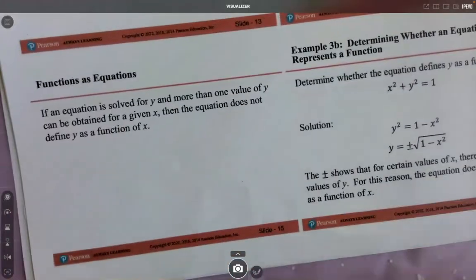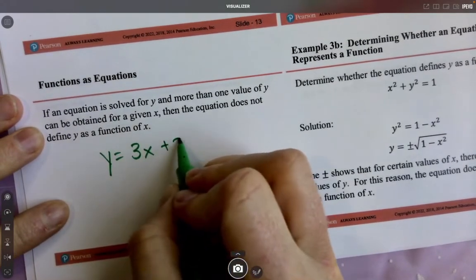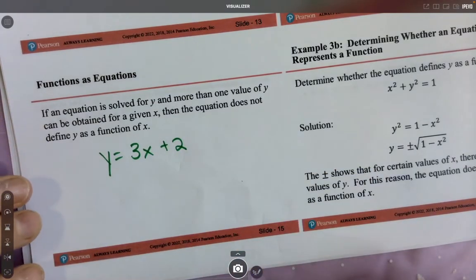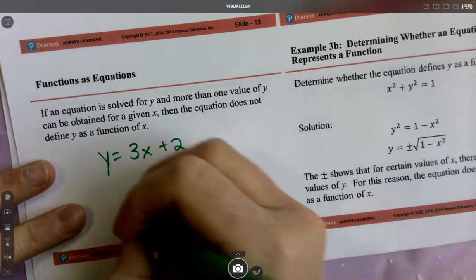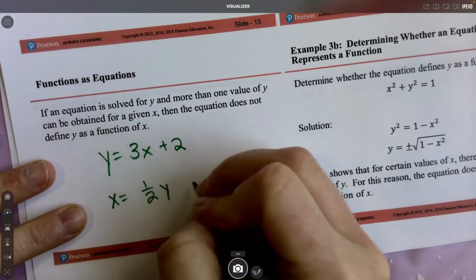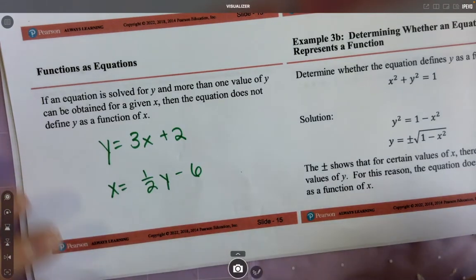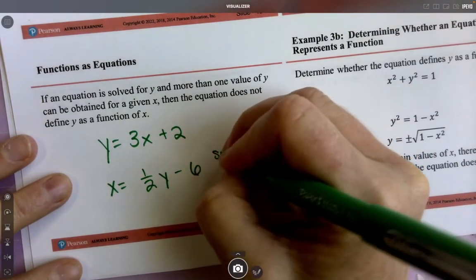Okay, functions as equations. If an equation is solved for y and more than one value of y can be obtained for a given x, then the equation does not define y as a function of x. So if we just have y equals 3x plus 2, that is a function, and it's actually a linear function. If we have x equals half y minus 6, well, to determine if it's a function or not, you would solve for y.